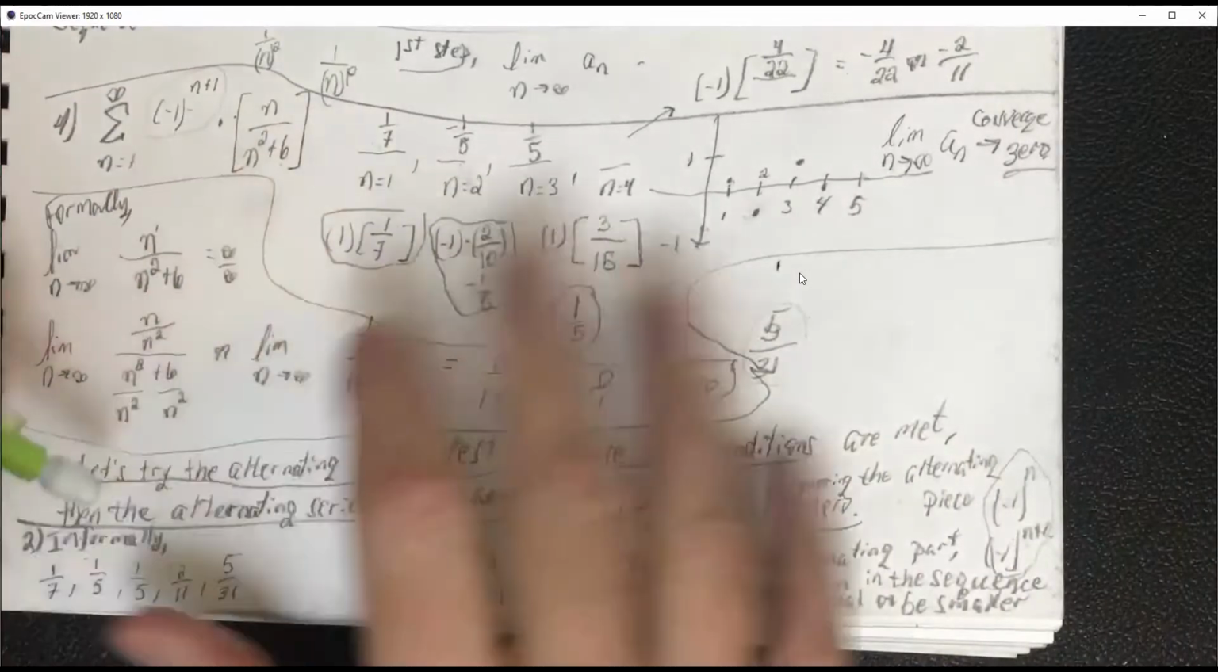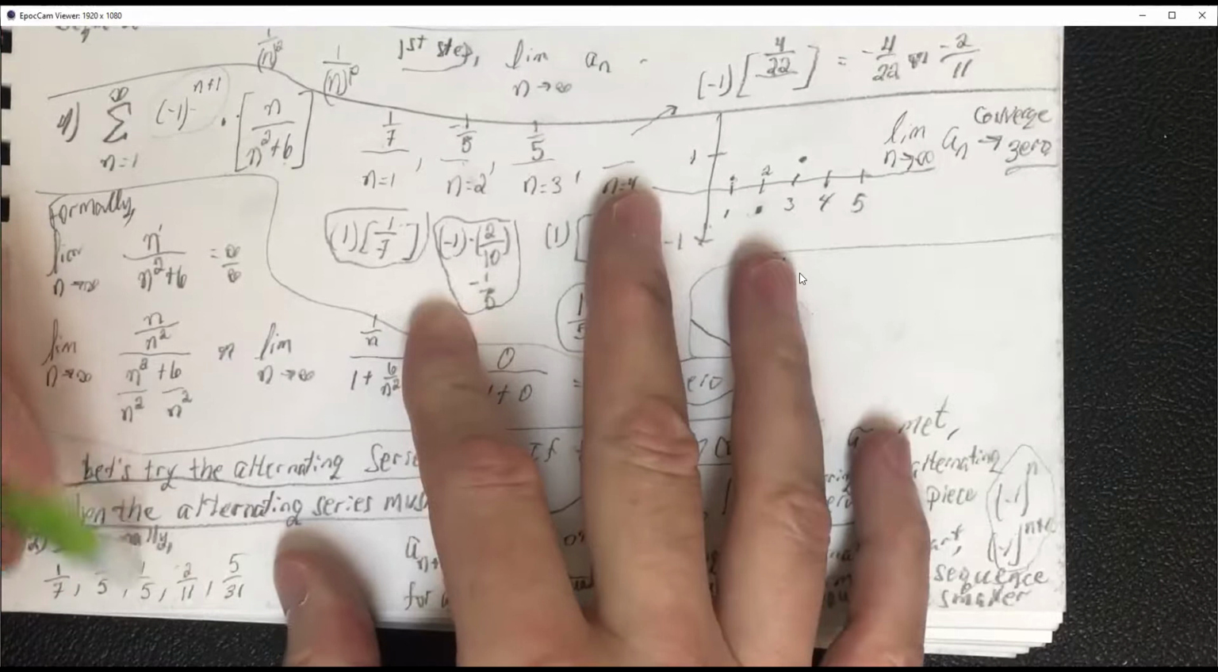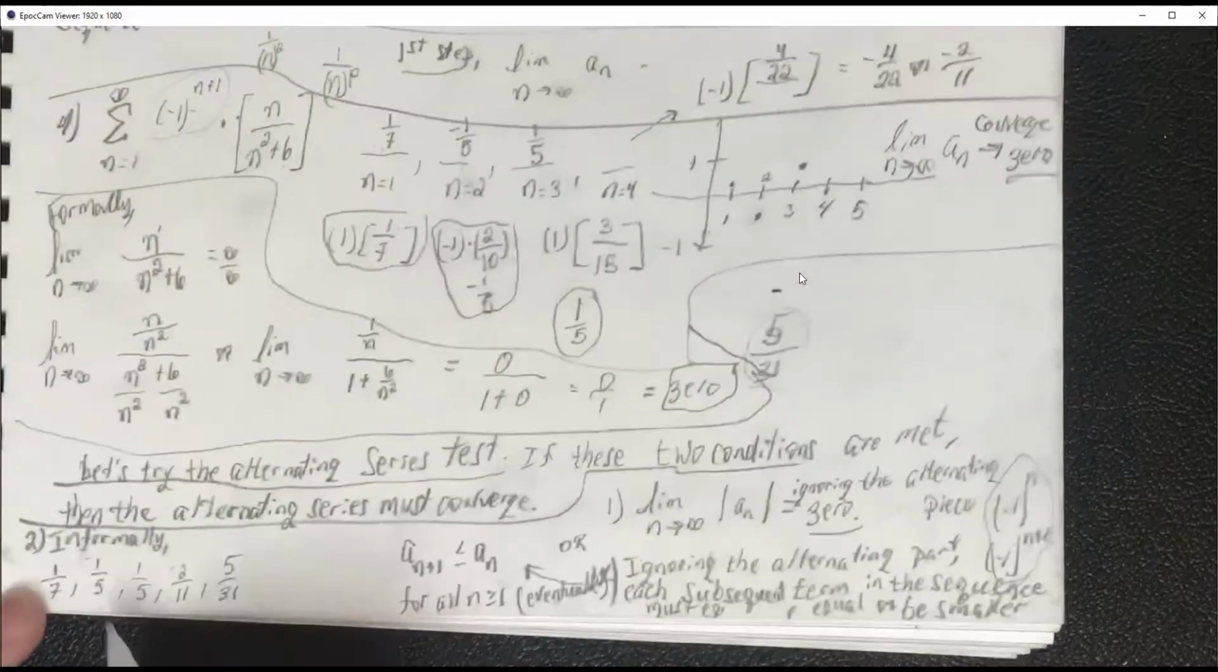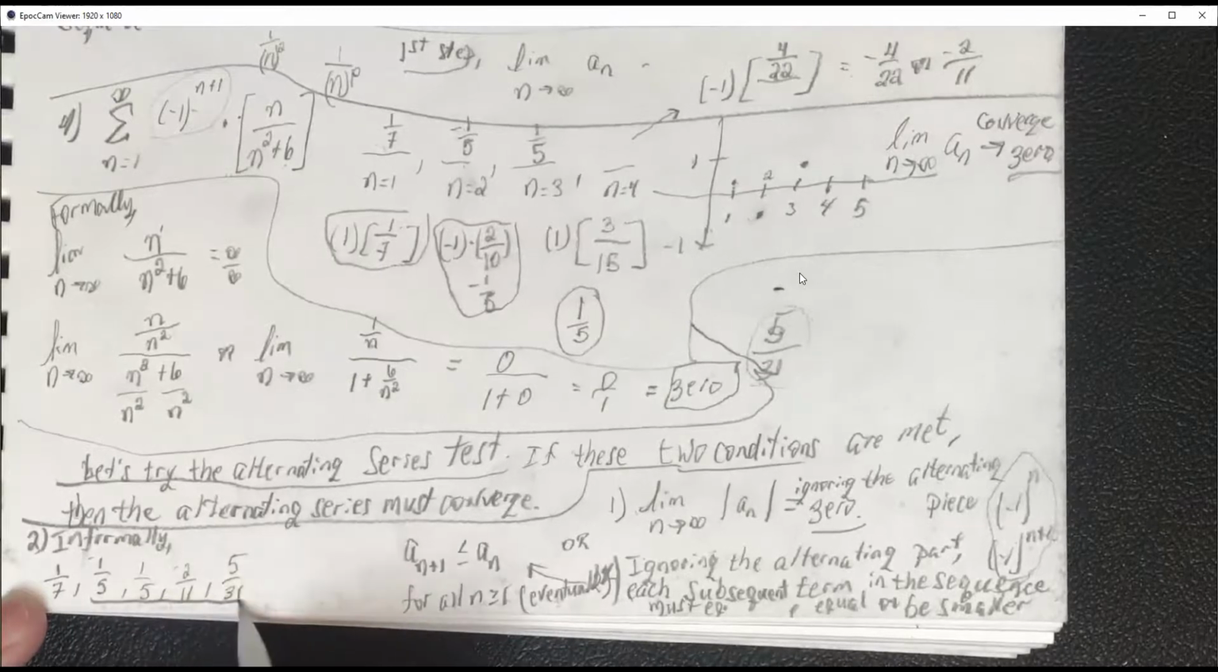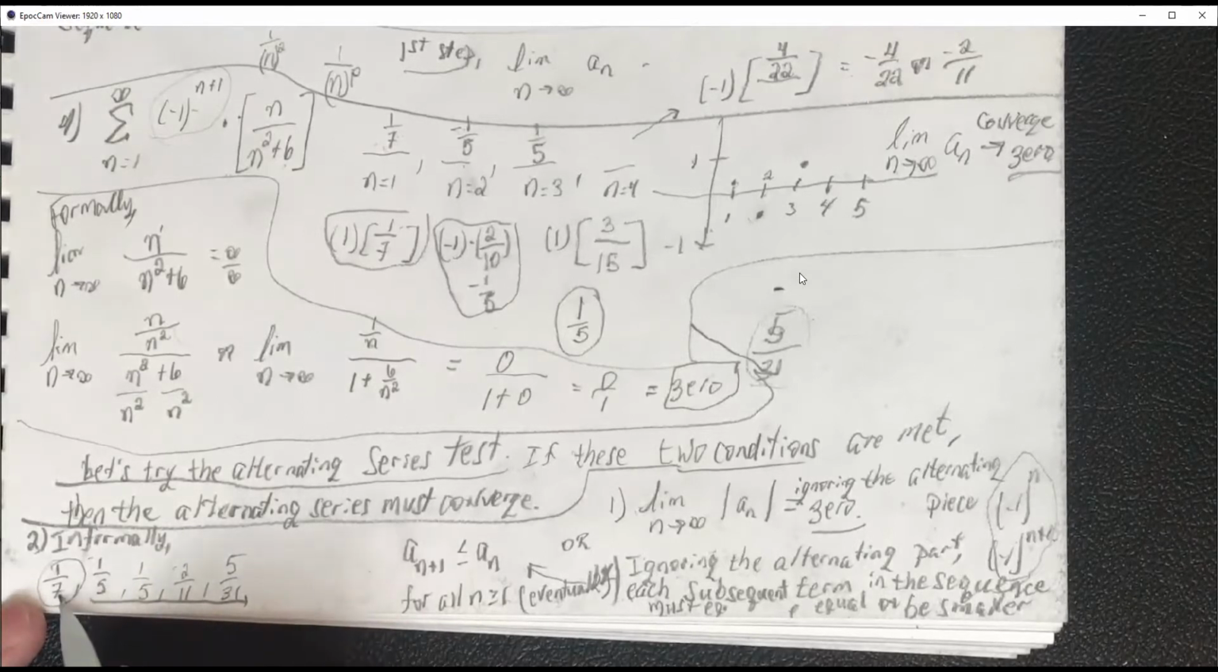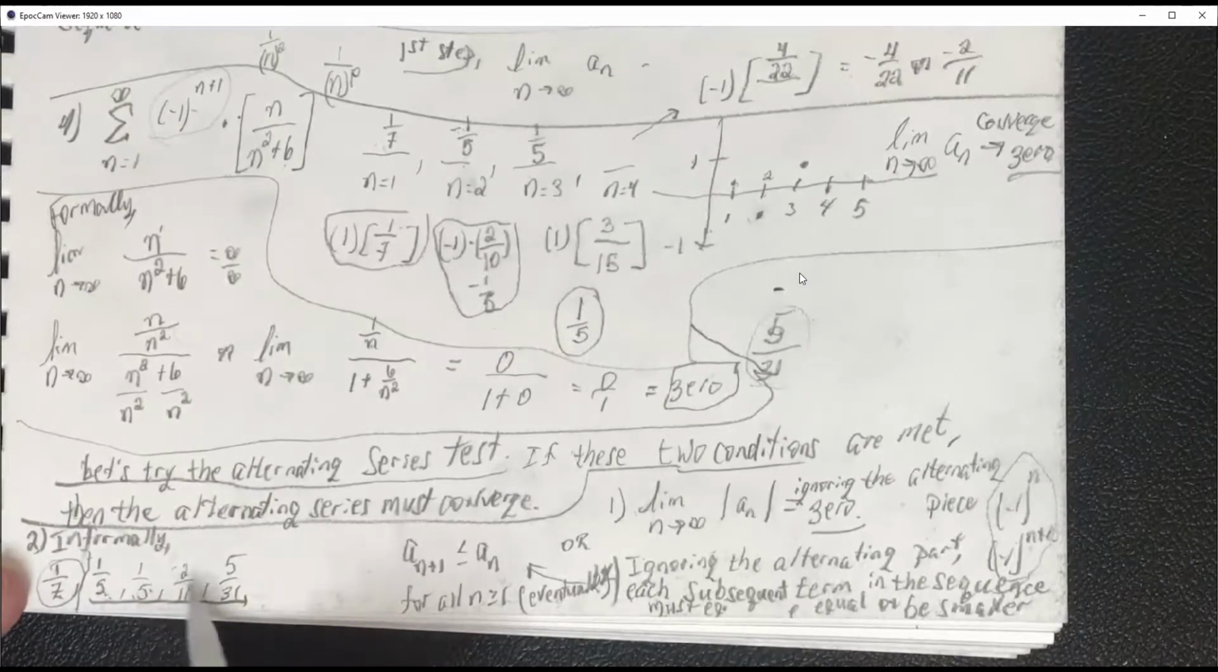So ignoring the negative, the alternating part, starting here, this one, no, it didn't work. This right here is not smaller than this term. But after the first term, the subsequent terms are either equal, the first two are equal, but after that, this term is less than this one. I showed you on the calculator. 2/11 is smaller than 1/5. 5/31 is smaller than 2/11, and so forth.